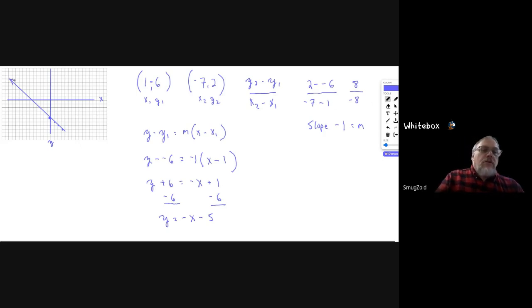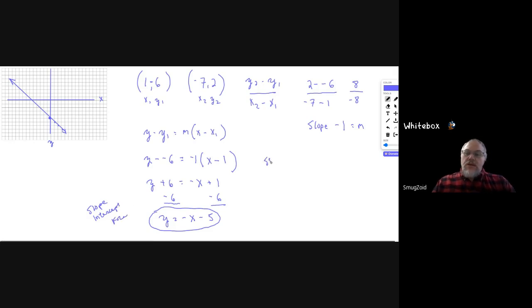Right? And we're not completely out of the woods yet. I got to take this line, and keep in mind, this is in slope intercept form. Right? This is slope intercept form. I now want to put this into the standard form. This is how they do this. Okay. And to put this in standard form, it's fairly easy.